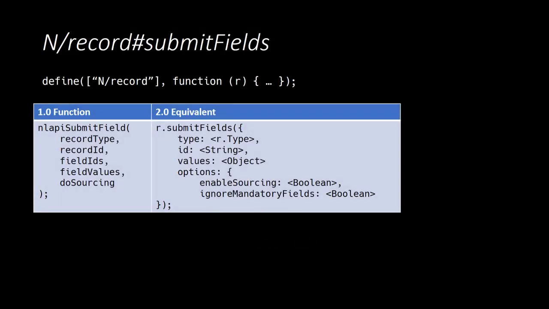As with most of the record functionality we've seen so far, there is a one-to-one relationship between the 1.0 and 2.0 inline editing functionality. The 2.0 submitFields function in the record module has the same options provided by the 1.0 function, and one additional option, this ignore mandatory fields setting. We can use this function to set a single field or multiple fields on a record, and when we do so, we can determine whether sourcing should occur and whether to ignore mandatory fields. And the best way to illustrate the actual usage is going to be through an example.